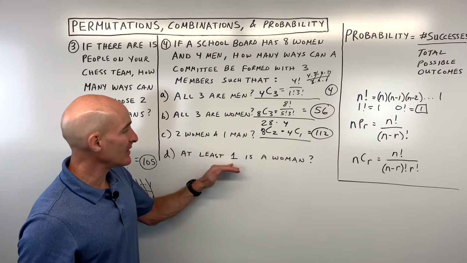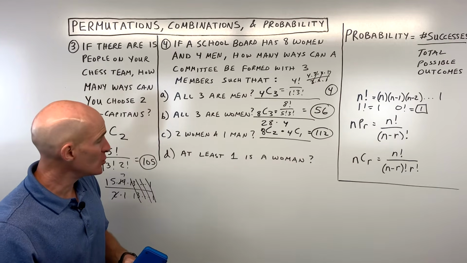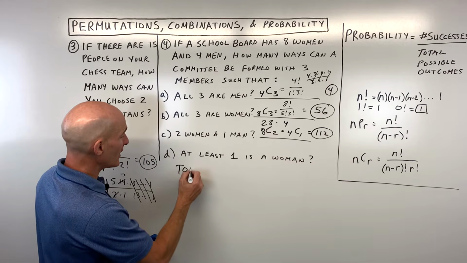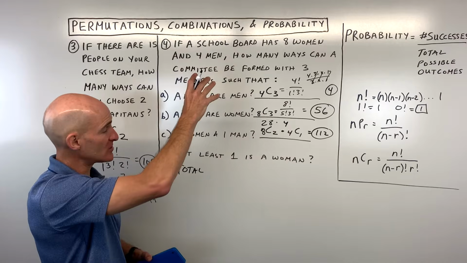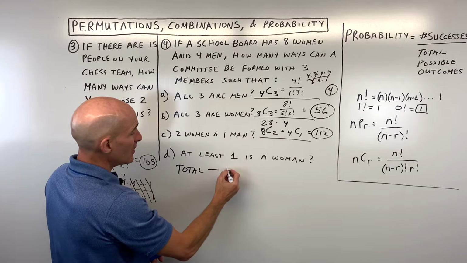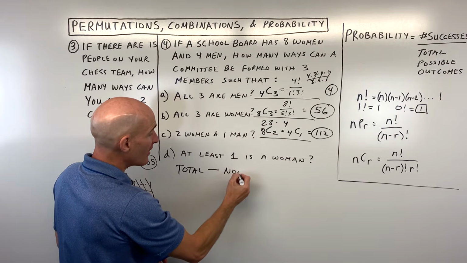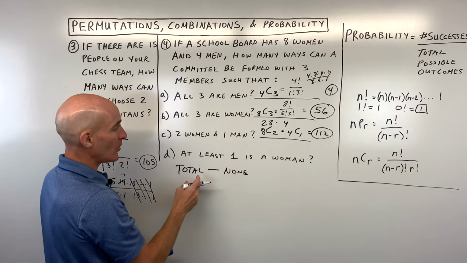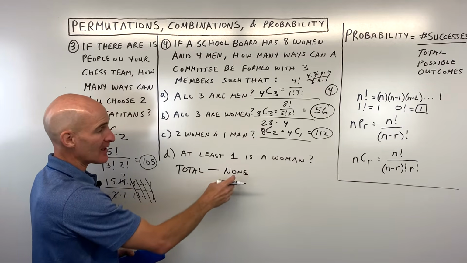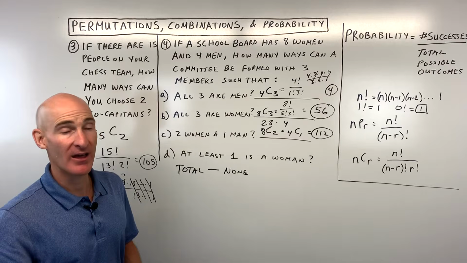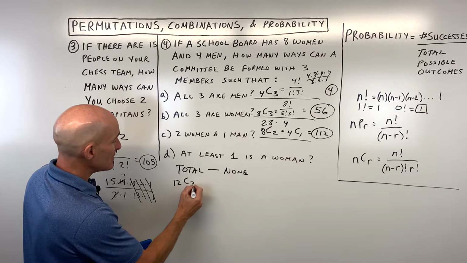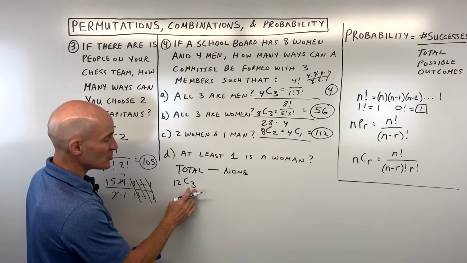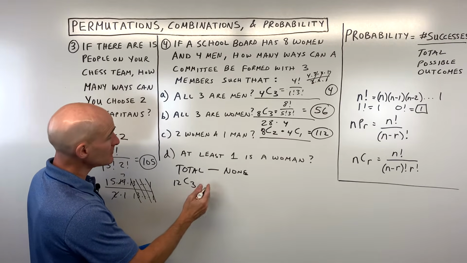So when you see "at least 1," there's a little bit of a trick you can do. You can take the total number of ways of choosing 3 members out of the 12 members, minus none are women. So at least 1 is the total minus none, and that'll give you 1 or 2 or 3 women on the committee. The total would be 12C3 out of 12 members. How many ways are there to choose a committee of 3 members?